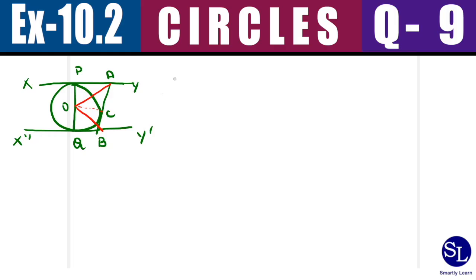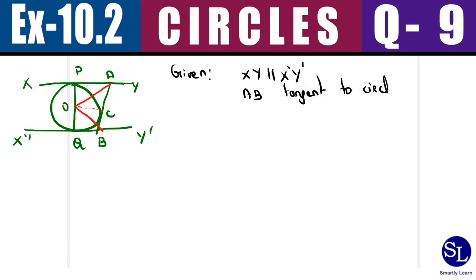So now let's list out what is given to us. Given is XY is parallel to X'Y'. AB is a tangent to the circle at C. Similarly, XY is tangent to the circle at P and X'Y' is a tangent to the circle at Q. O is the center of the circle. If you don't write it in the given also, that's okay.